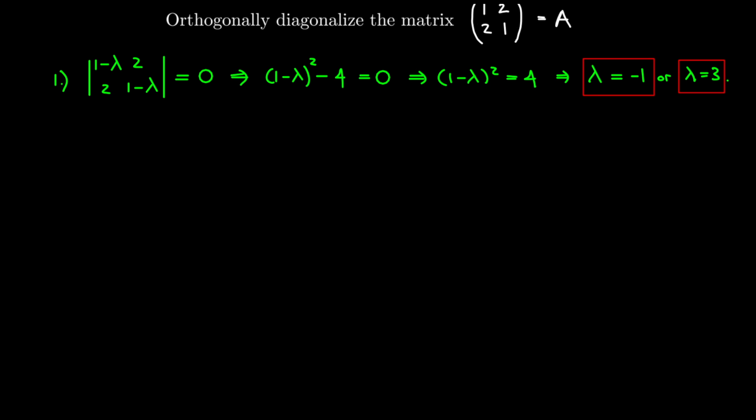And so what do we need to do in step 2? Well, in step 2, we need to calculate the eigenspaces for each of these eigenvalues. So let's start at lambda equal to -1. And what is the eigenspace corresponding to lambda equal to -1? Well, it's written like this. So E sub lambda. And what is this? Well, it's the set of all two-dimensional vectors satisfying this equation, right?